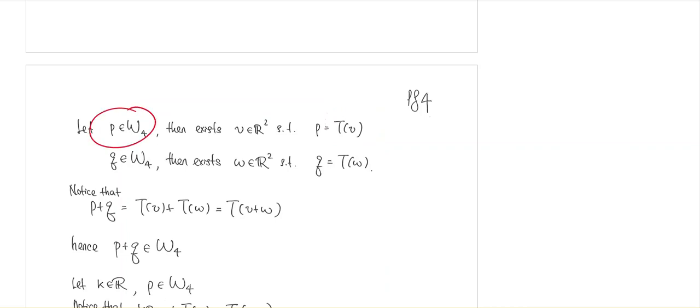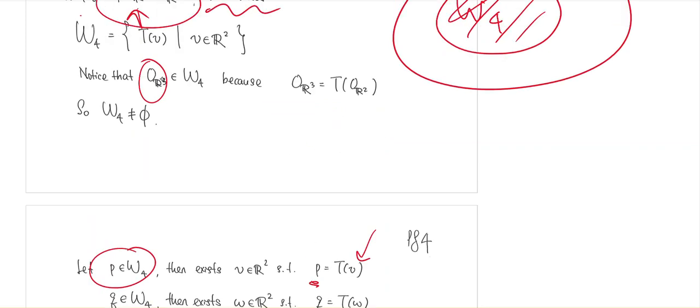If you have P in W4, then there should be some V such that P is equal to T of that V, because in order to be in W4, it has to be in this form. Let me say that again. Most of the description is actually coming from here.